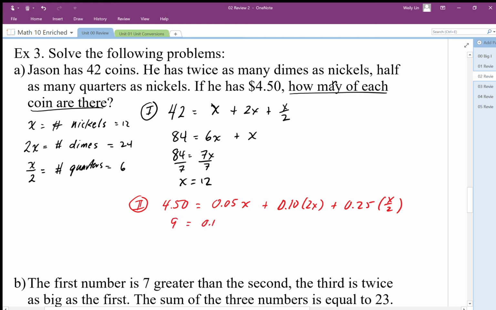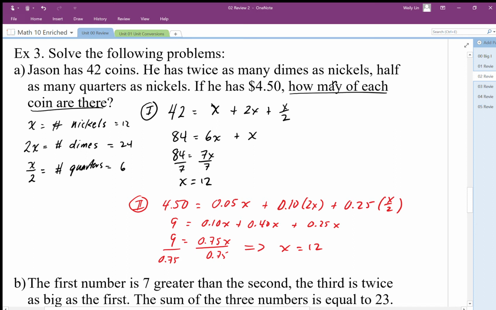So I get 0.10x, this is going to be 0.2, 0.4, so 0.40x plus 0.25x. I get 9 is equal to, and I add that all together, 0.75x is equal to 9. Divide by 0.75, and we end up with x equal to 12. It's the same solution that I got over here.